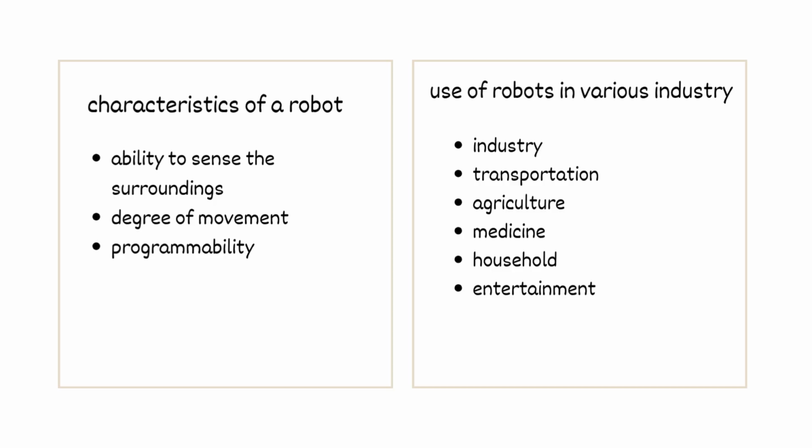Now, there are characteristics of a robot. They have the ability to sense the surroundings. They have a degree of movement depending on the programming, and programmability, that we can program it. Now, the use of robots in various industries. They are used in industries, transportation, agriculture, medicine, household, and entertainment.